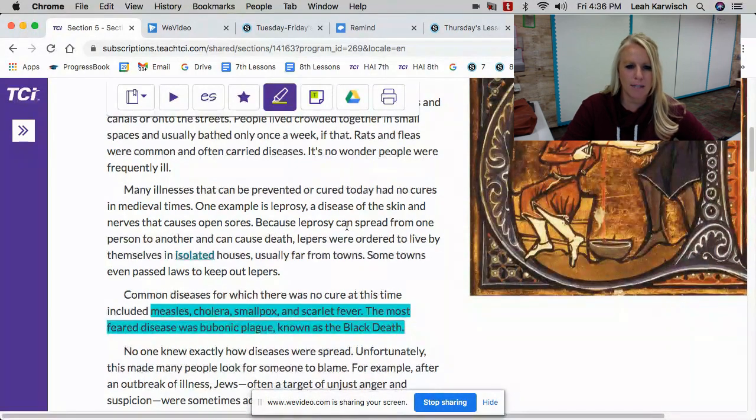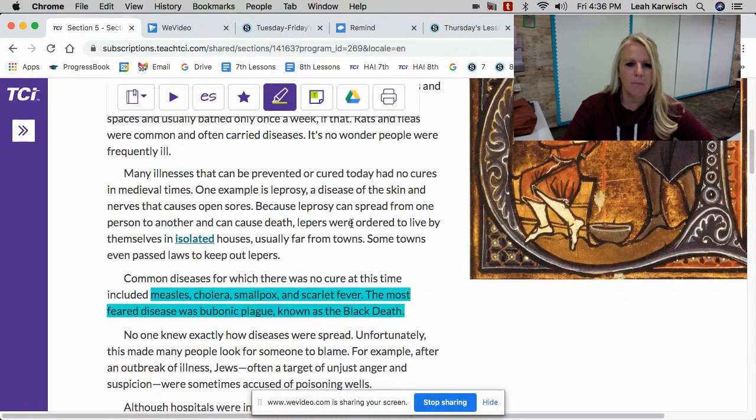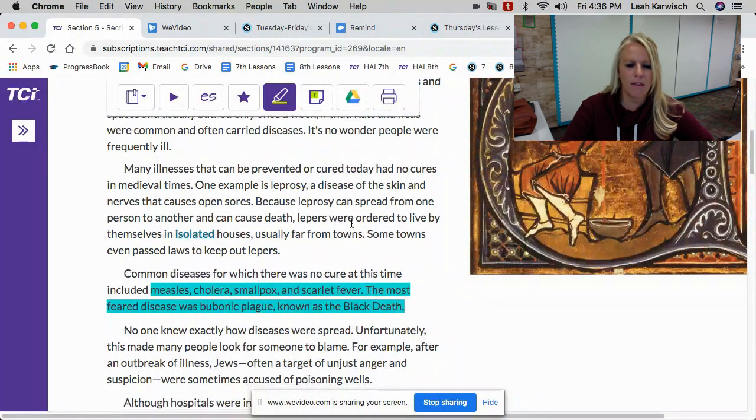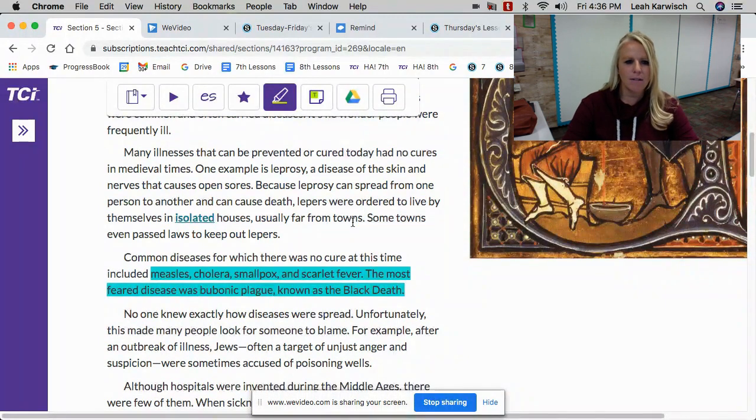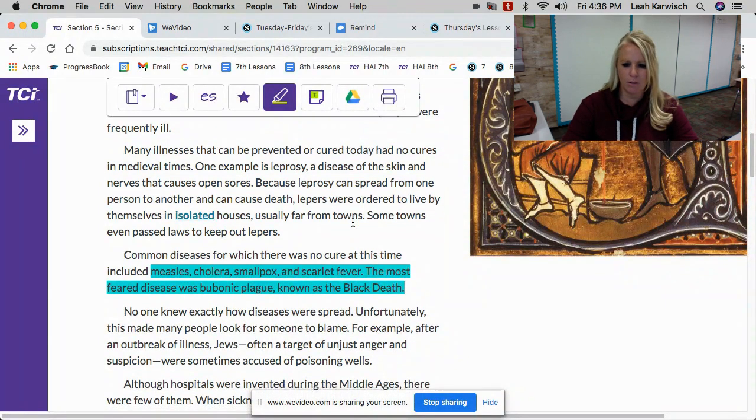One example is leprosy, a disease of the skin and nerves that causes open sores. Because leprosy can spread from one person to another and can cause death, lepers were ordered to live by themselves in isolated houses, usually far from the towns. Some towns even passed laws to keep out lepers.